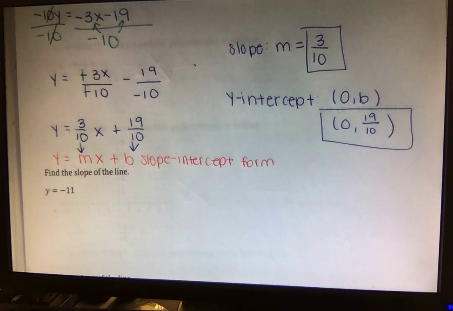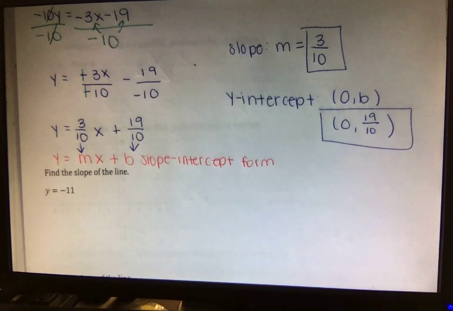Pausing for a second before moving on. Questions, comments, or concerns for me? All right, if not, let's go on to the next one.